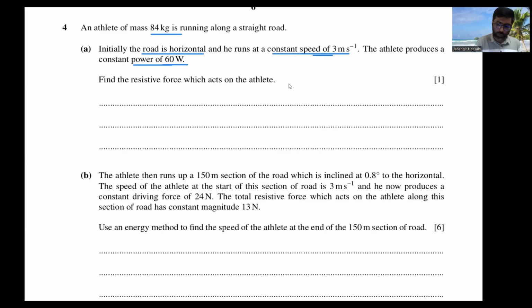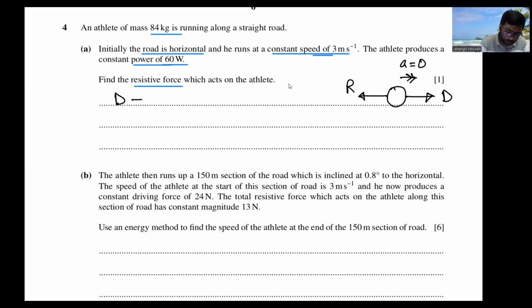So, you know the power produced by the athlete. You have to find the resistive force. You see, the athlete is running at constant speed. Whenever a particle is moving at constant speed, working at a constant power, acceleration equals zero, and on a horizontal surface, the forces acting on the particle will be the forward driving force coming from the power, and there is resistance. Since acceleration is zero, D minus R equals zero. So the resultant force is zero, and D is power by the constant speed, equal to R.